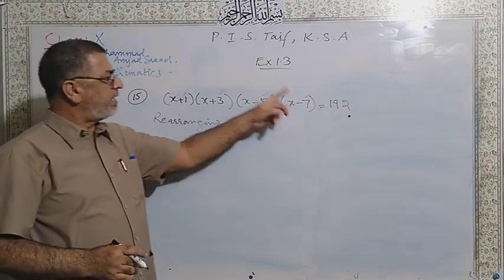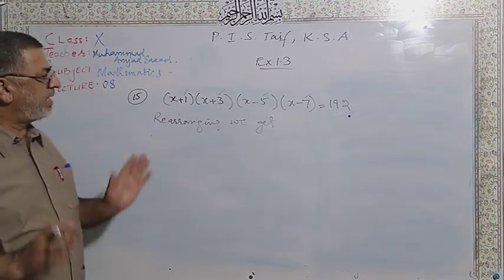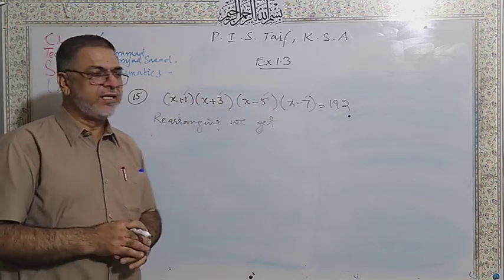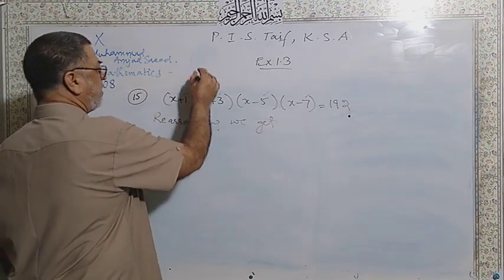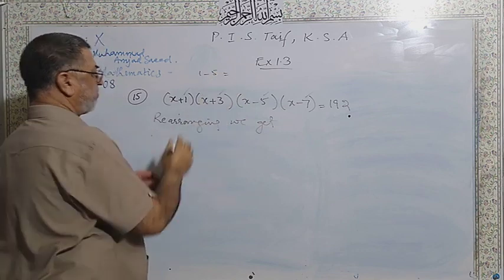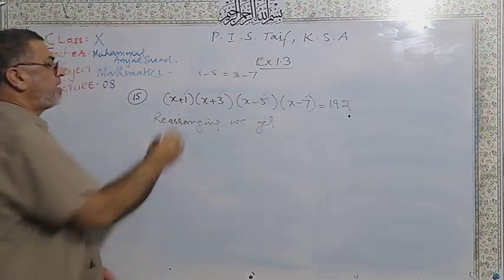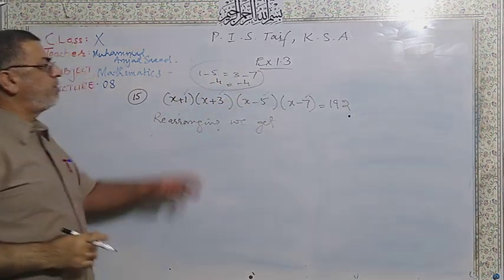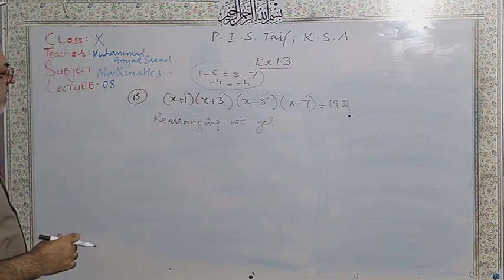And plus 3 and minus 7, you will get minus 4 again. Again, I am repeating, you have to rearrange the brackets in such a way that there are sum of constants. 1 minus 5 is equal to 3 minus 7. Here is minus 4, here is minus 4. So you will use this result to write down the proper bracket side by side.